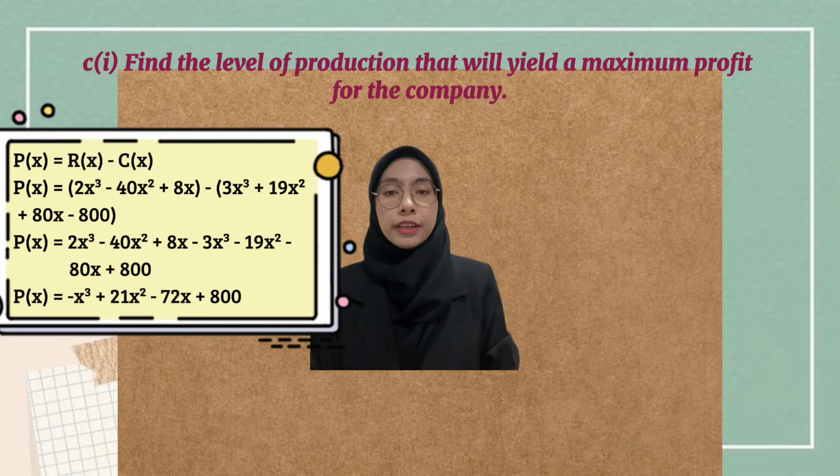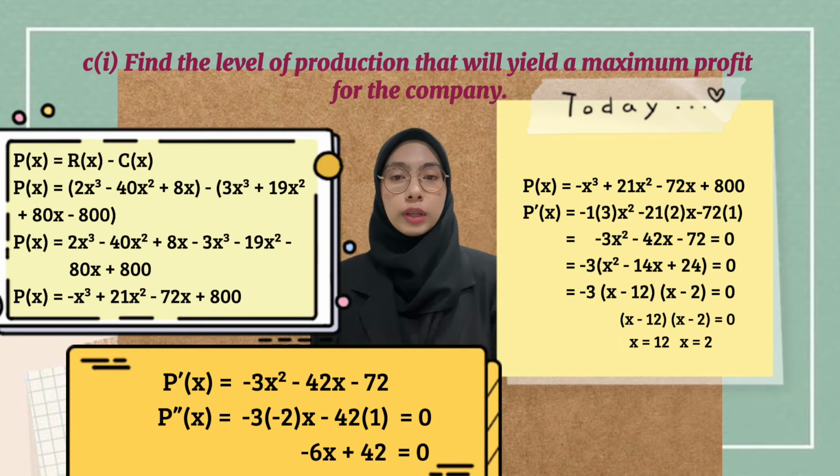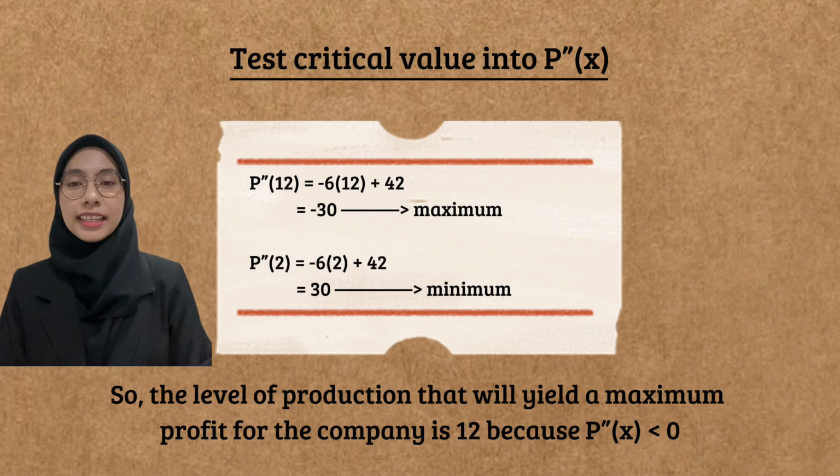So we will get negative x cubed plus 21x squared minus 72x plus 800. After that, we differentiate the function to get the first derivative, which is negative 3x squared plus 42x minus 72. And then we factorize to get the two levels of production, which are x equal to 12 and x equal to 2. Next, we differentiate to get the second derivative, which is negative 6x plus 42. And then we test the critical values into the second derivative, with the result of negative 30 for the value of 12 and the result of 30 for the value of 2.